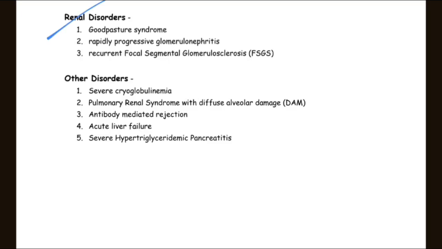Indications of plasmapheresis in renal disorders. First one, anti-GBM disease. Second one, rapidly progressive glomerulonephritis. Third one, recurrent focal segmental glomerulosclerosis. Some other disorders: severe cryoglobulinemia, pulmonary and Goodpasture syndrome, antibody mediated rejection, acute liver failure. Number 5, severe hypertriglyceridemic pancreatitis.